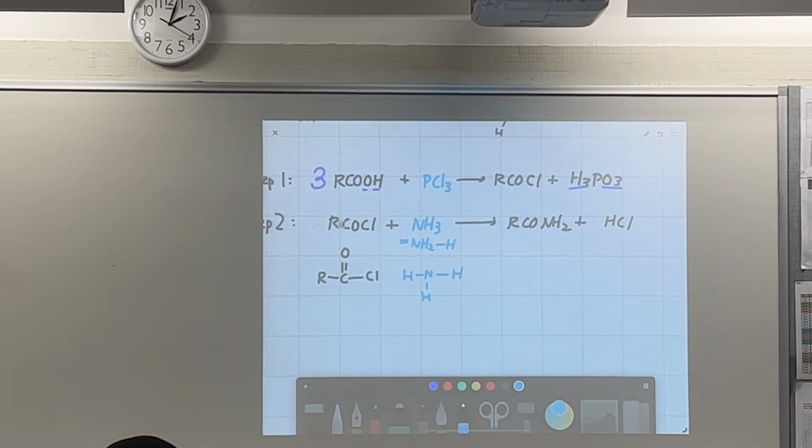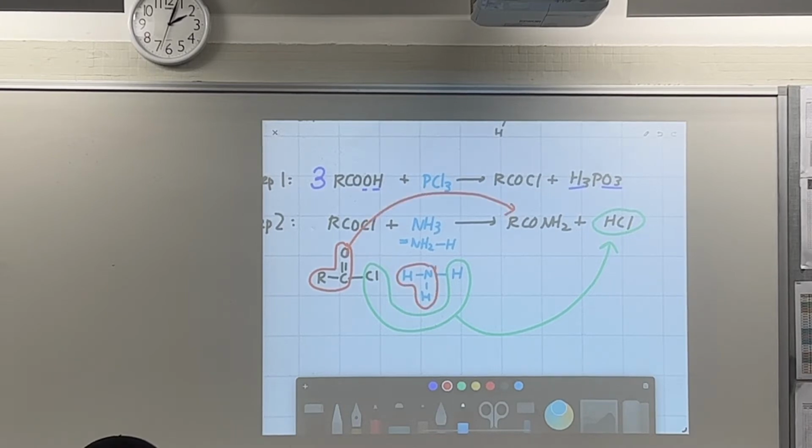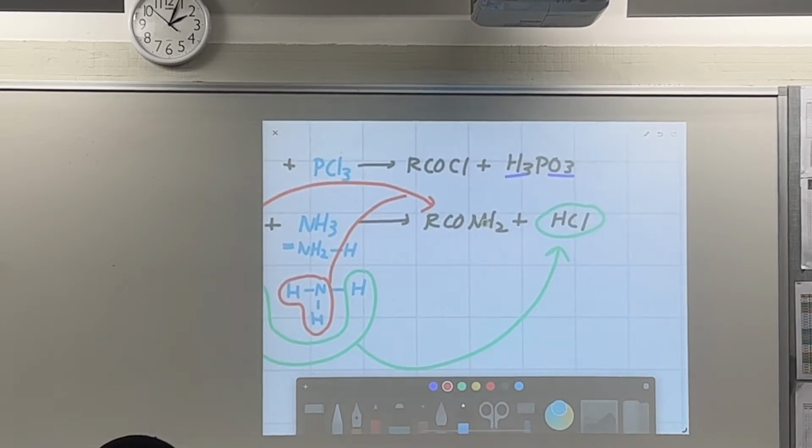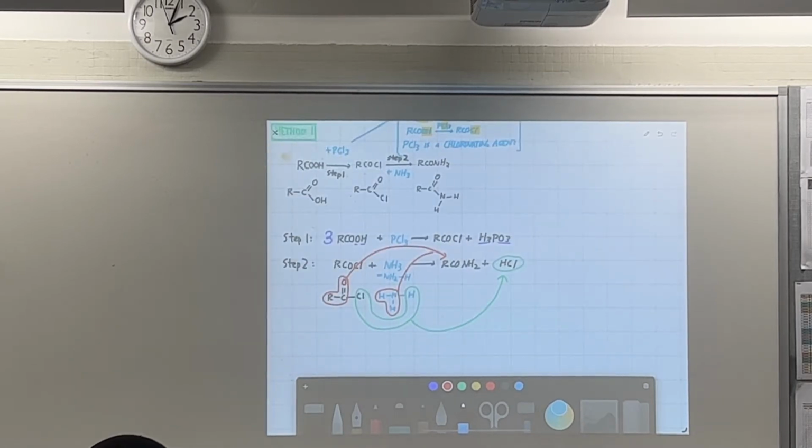So RCOCl, when it reacts with this, they basically swap places. The H and the Cl combine, and they become this. The RC double bond O and the NH2 combine, and they form this. That way you can rely less on your brain cells, because you're trying to understand how the products are formed. Do you see how this reassembles into the product? And this is our amide. Is this N-substituted or unsubstituted? Unsubstituted. So that's method 1.